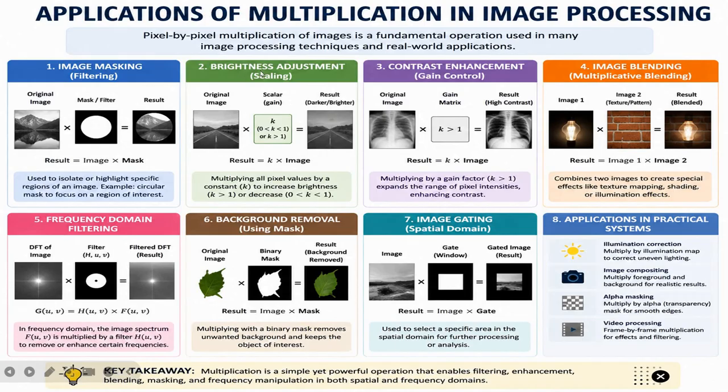Fine. Now these are the applications. It is used in image masking, which is called filtering. It is used for brightness adjustment, that is scaling. And also it is used for contrast enhancement, that is gain control. These are the applications of multiplication which are used in image processing.